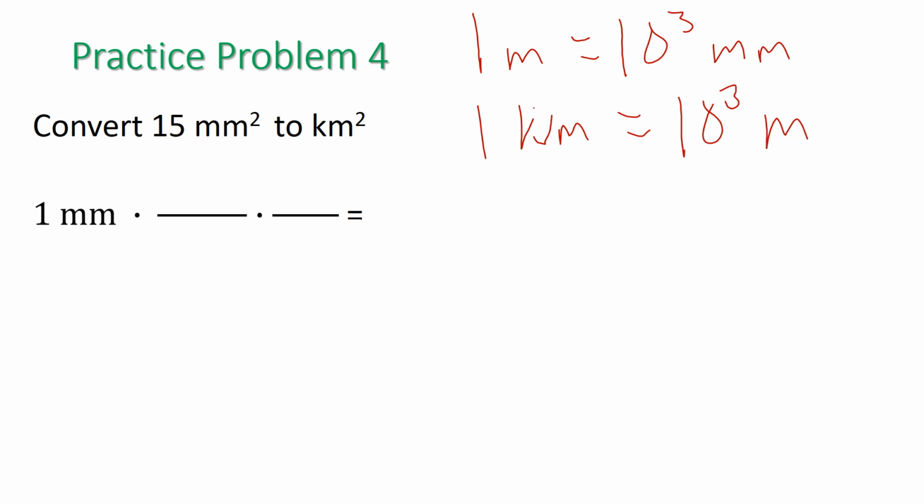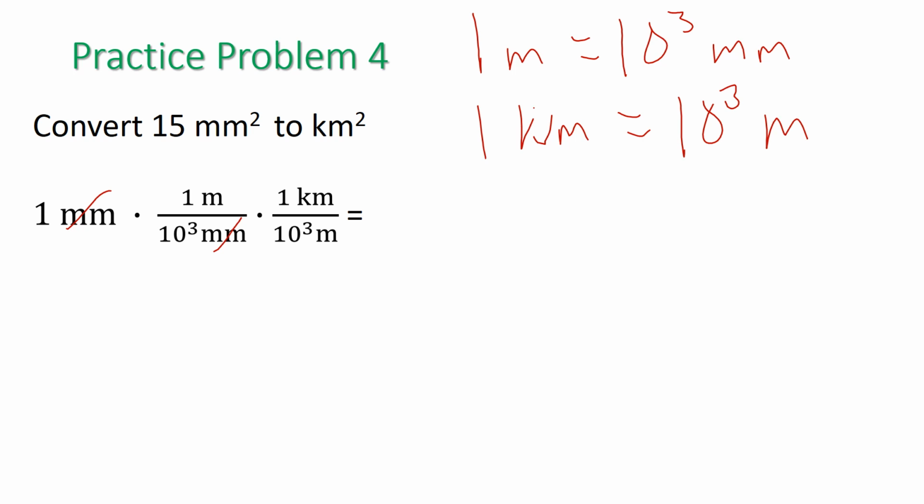If you can figure this part out, pause the video and solve it for yourself, and then come back and check. So I'm canceling my millimeters. That means millimeters go on bottom, and I have 10 to the third millimeters for every 1 meter. You can see these will cancel. Then I'm converting from meters to kilometers. So I put my meters on bottom. There are 10 to the third meters for every 1 kilometer.